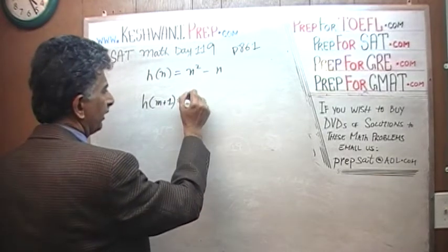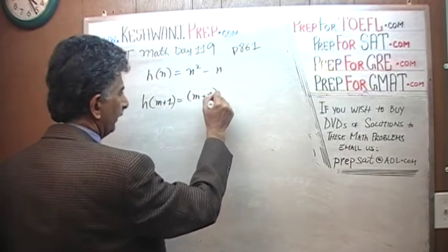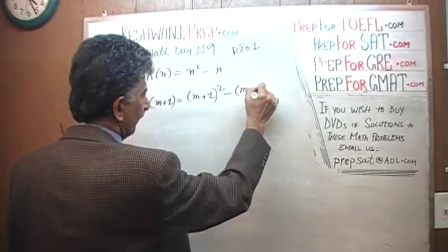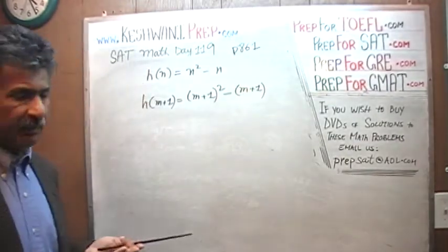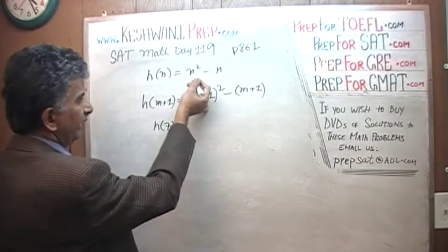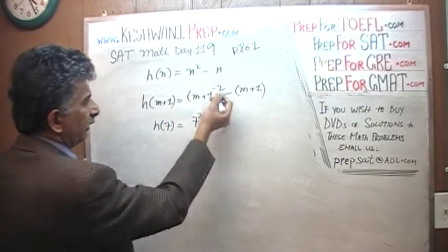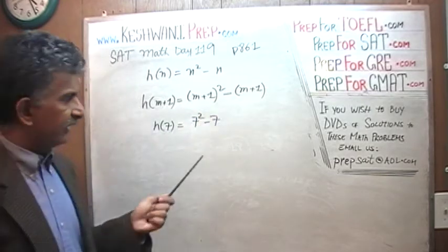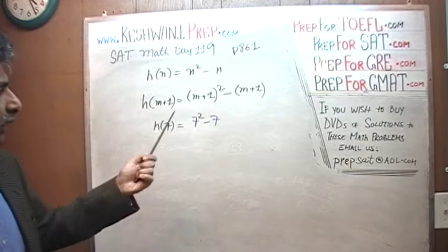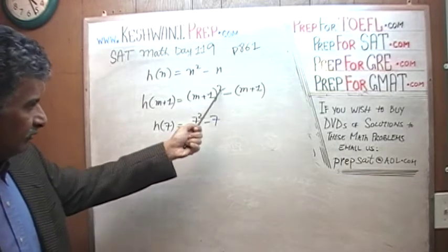So n squared becomes n plus 1 squared, and then n is just n plus 1. Just like before, if they were to ask us what is h of 7, wherever we see n, we would have replaced it with 7. 7 squared minus 7. That's exactly what we're doing. Instead of 7, think of n plus 1 as a 7. Think of n as 6 if you like. It will be just n plus 1 squared minus n plus 1.